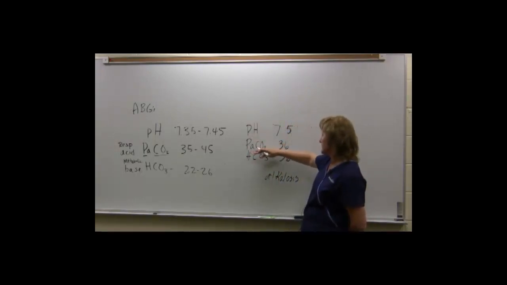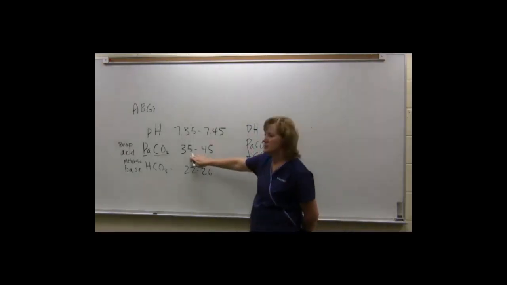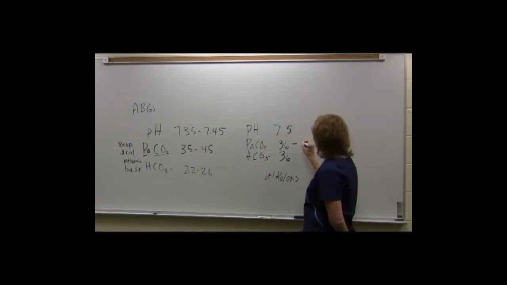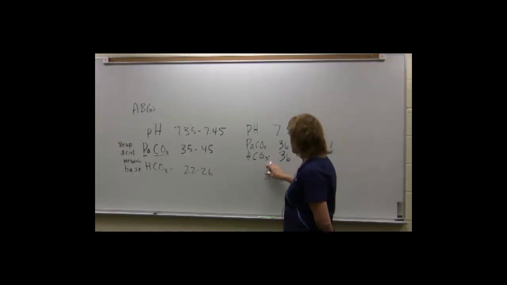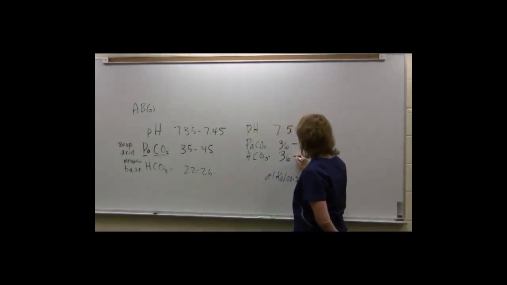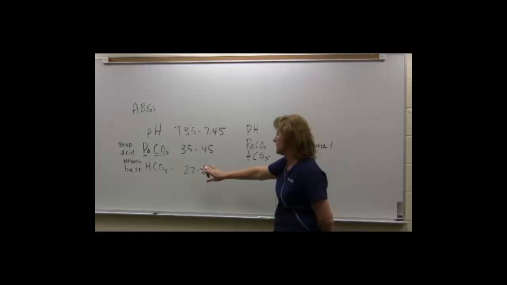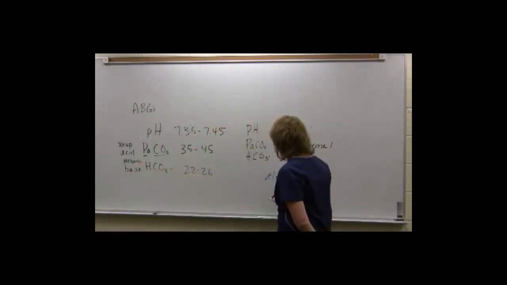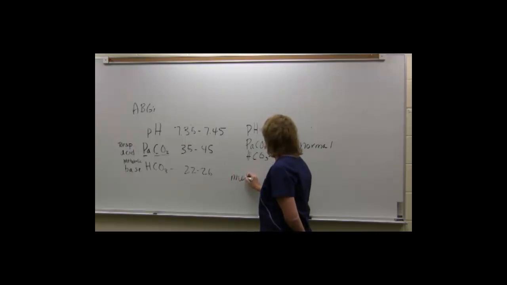I look at my PaCO2. I see that it's normal. It's in range. So it's not causing or compensating. It's normal. I look at my bicarb. It is well above the 26. It's on the base side. I am retaining too much base. That's my metabolic parameter. I'm in metabolic alkalosis that's uncompensated.